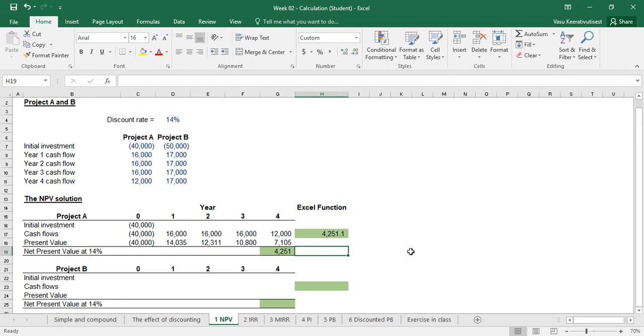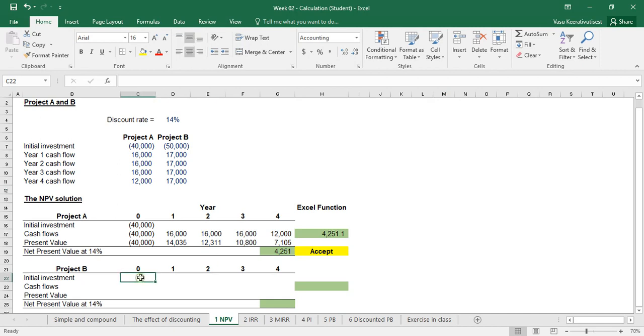If you press enter, you can see that these two cells are equal. In this case, net present value is positive. It means that our conclusion is to accept this project, since I told you earlier that our conclusion is about accepting or rejecting investment projects. From now on, I believe you understand how to use the NPV function.